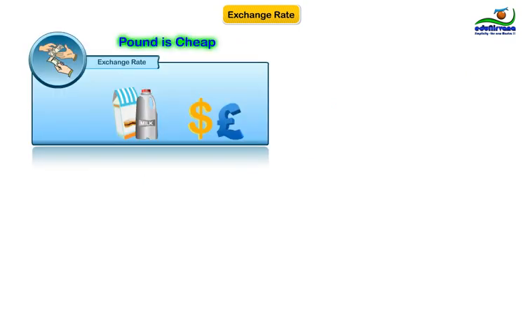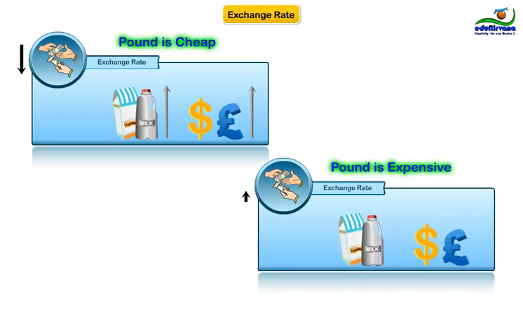So, when exchange rate decreases, demand for goods and demand for currency increase. If exchange rate increases, then demand for goods and demand for currency decrease.